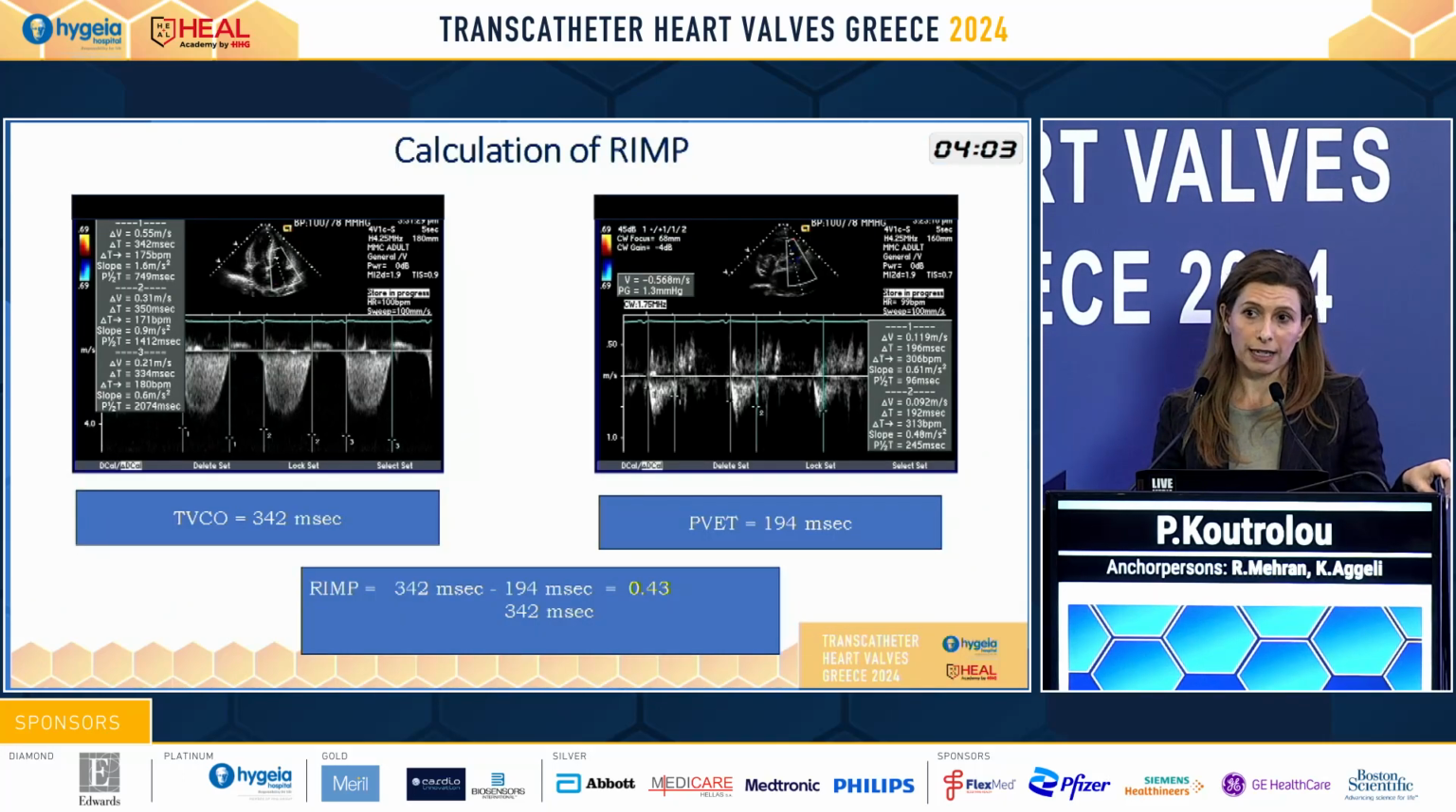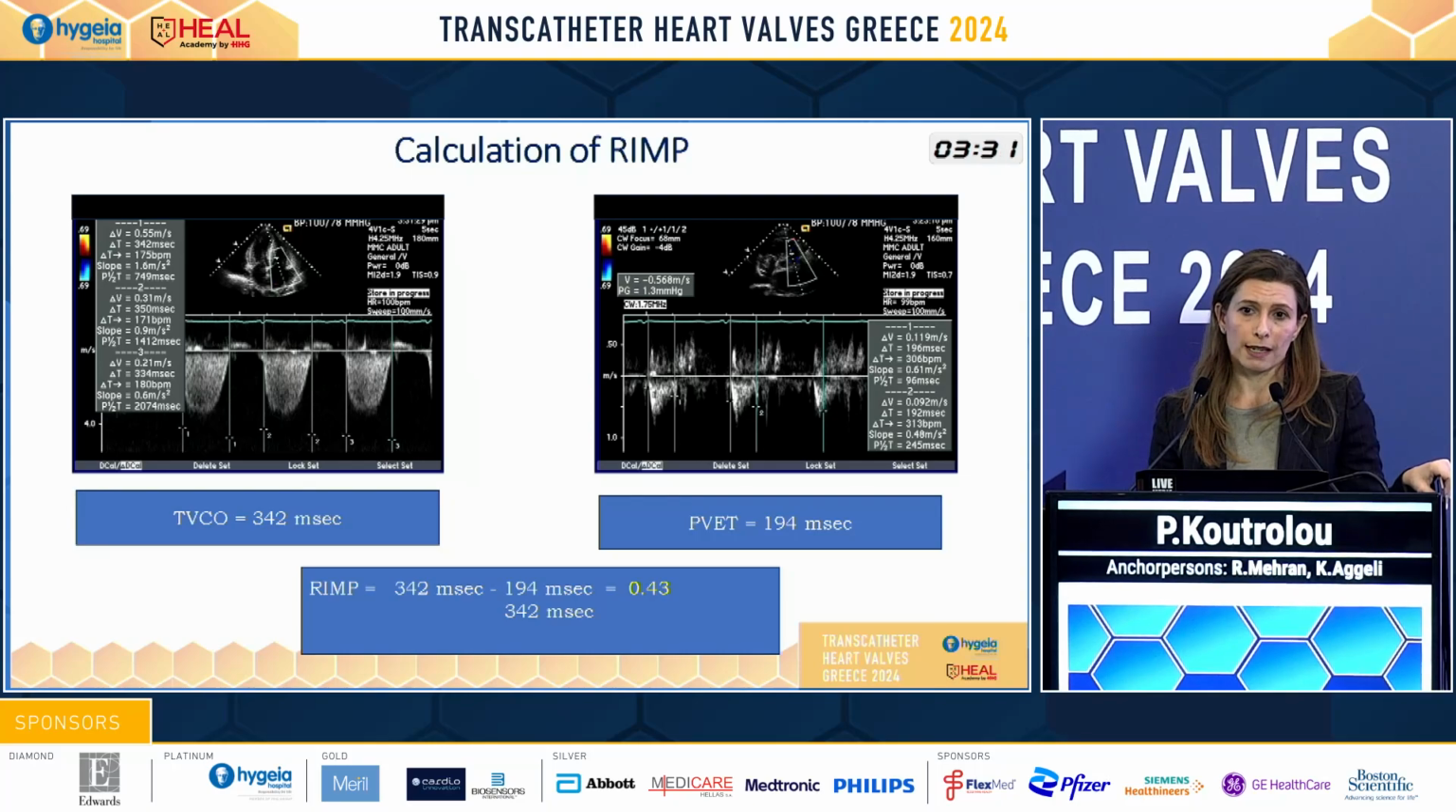Here, for example, I have an example. I have a patient who has a little bit of tricuspid regurgitation, so we can have a good envelope of the TR, where we can measure the time from the start of our envelope to the end, which is the opening and the close of the tricuspid valve, and then we subtract it from the time that on the right side the pulmonary valve is open. However, again, in our clinical practice, we don't use that number.